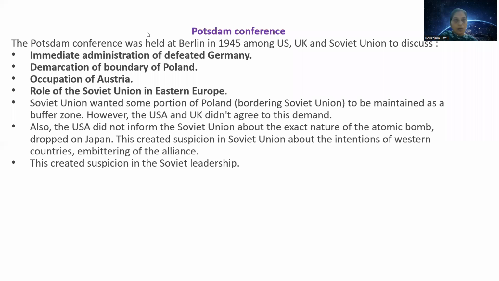Next, we'll see about the Potsdam Conference. This Potsdam Conference was held at Berlin in 1945 among the US, UK, and Soviet Union. The conference was held to discuss how administration would take place in defeated Germany, the demarcation of the boundary of Poland, and how occupation would work in Austria. Then, what is the role of the Soviet Union in Eastern Europe? The Soviet Union wanted to maintain some portion of Poland bordering it as a buffer zone.